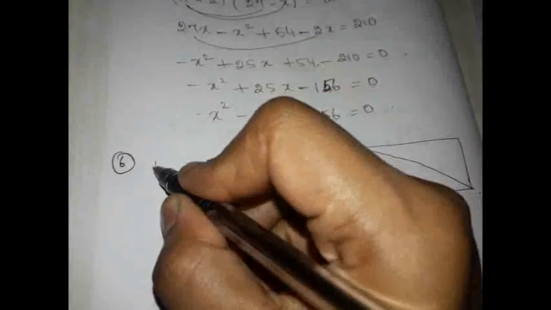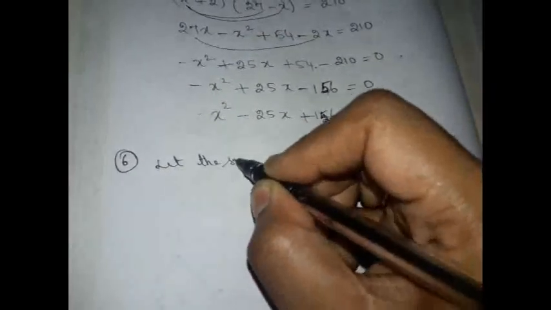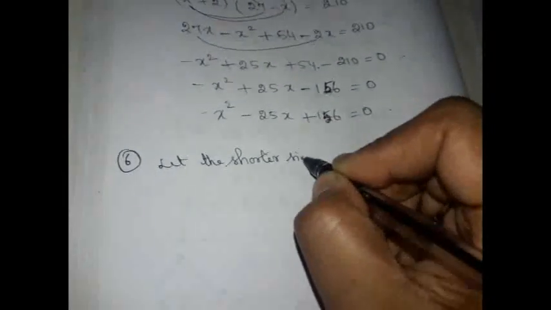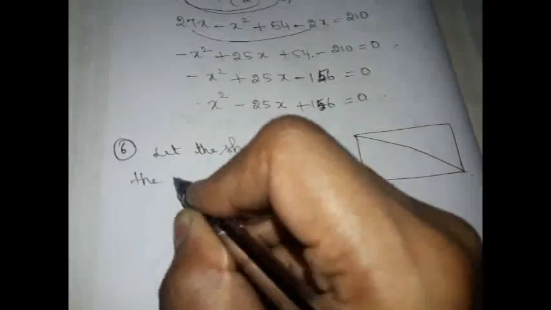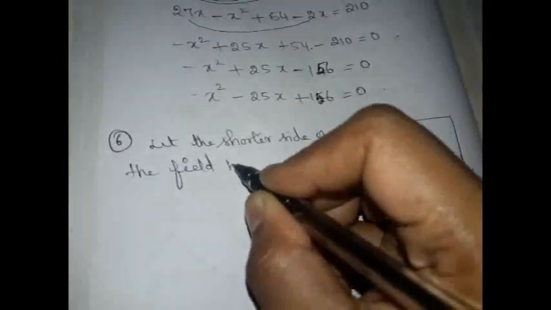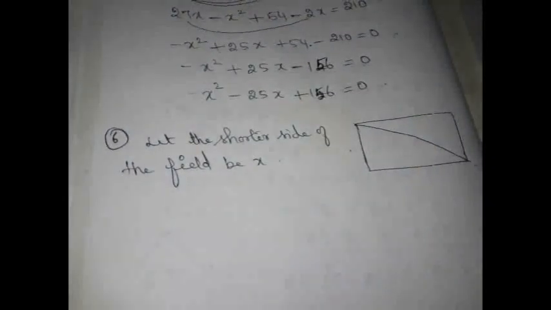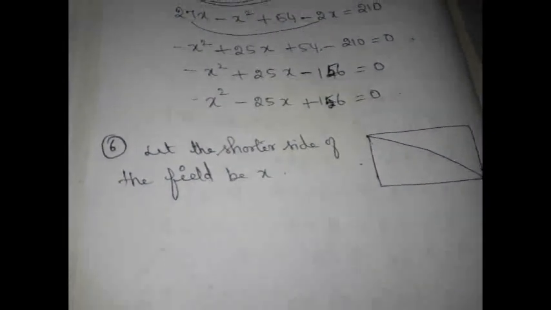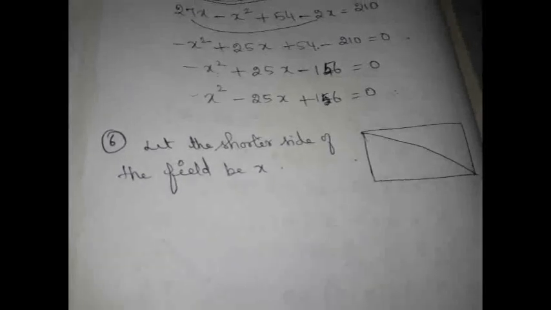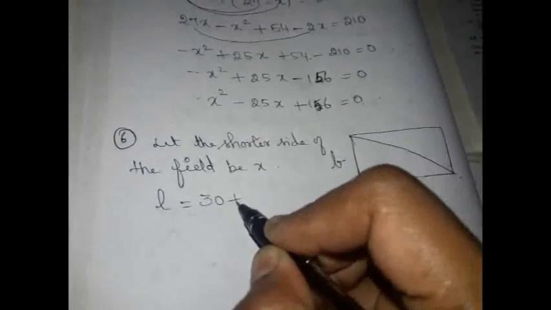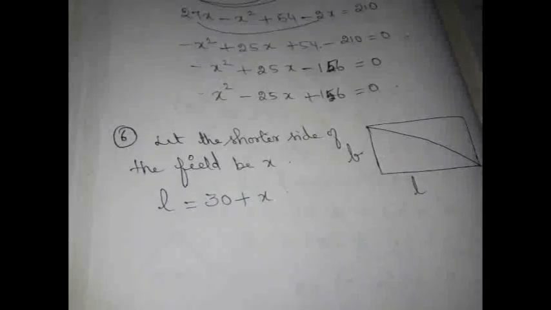So let us assume, let the shorter side of the field be x. Then what is given? The longer side is 30 meters more than the shorter side, which means if I take this as B and this is L, then the longer side length is equal to 30 meters more than the shorter side, right?